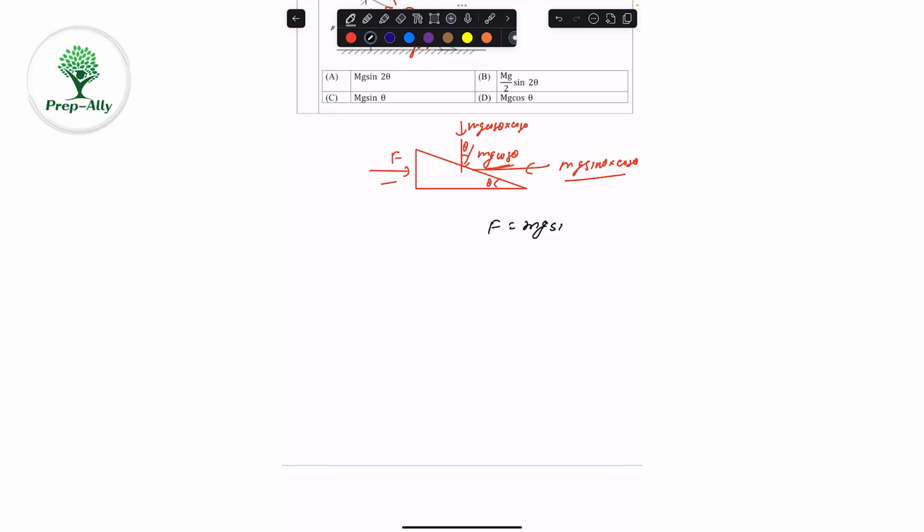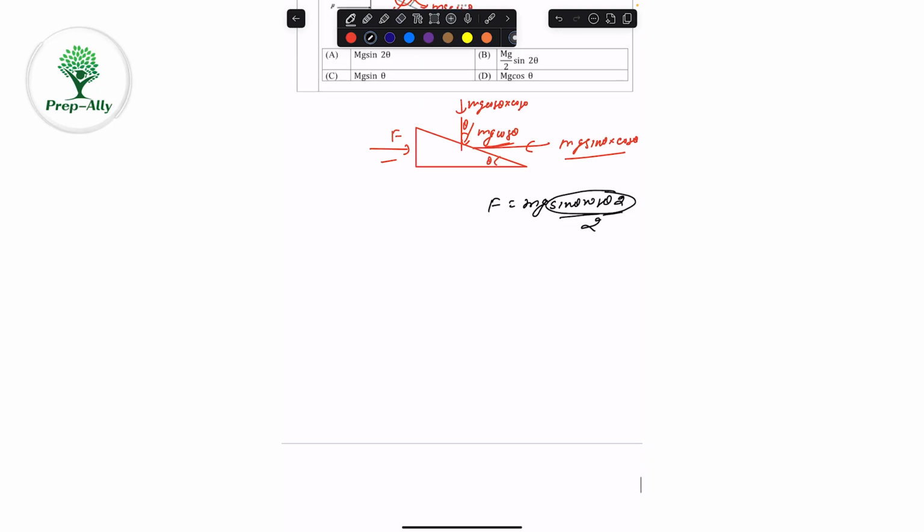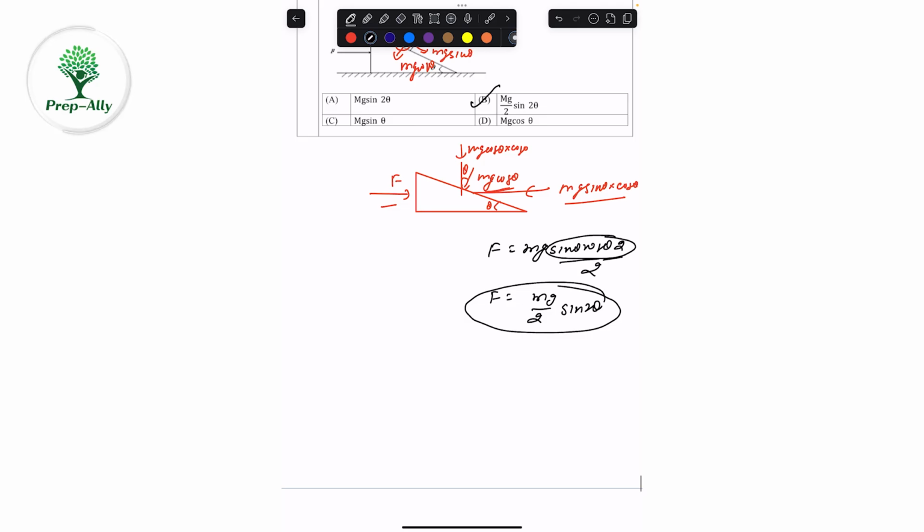So we will say F is equal to mg sin theta cos theta, which can be written by multiplying and dividing by 2, so this will be sin of 2 theta by 2. Thus F is equal to mg by 2 sin of 2 theta. This is option number B. So B will be the answer, and this is how you can solve these types of questions.